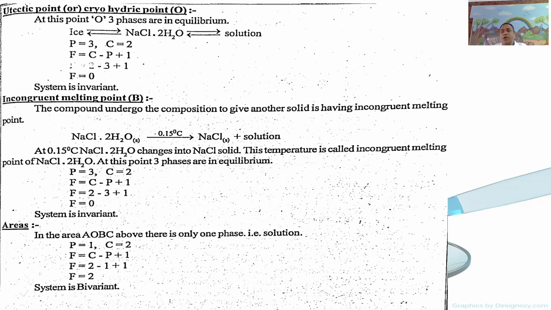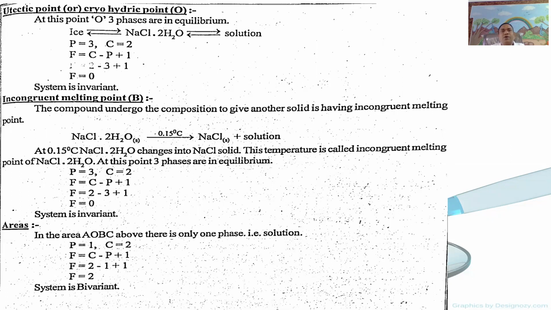Here, cryohydric point means the point at which the three phases of the salt water system exist in equilibrium; it is called the eutectic point or cryohydric point. At this point, the three phases are in equilibrium. That is, solid water is in equilibrium with the liquid salt water, which is in equilibrium with the solid salt. Among these three phases, equilibrium exists.